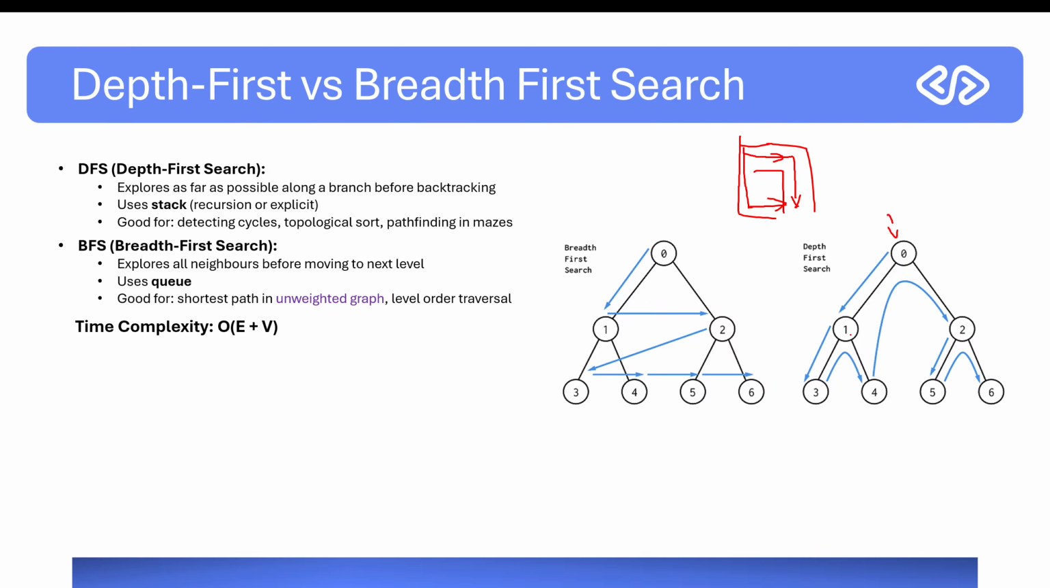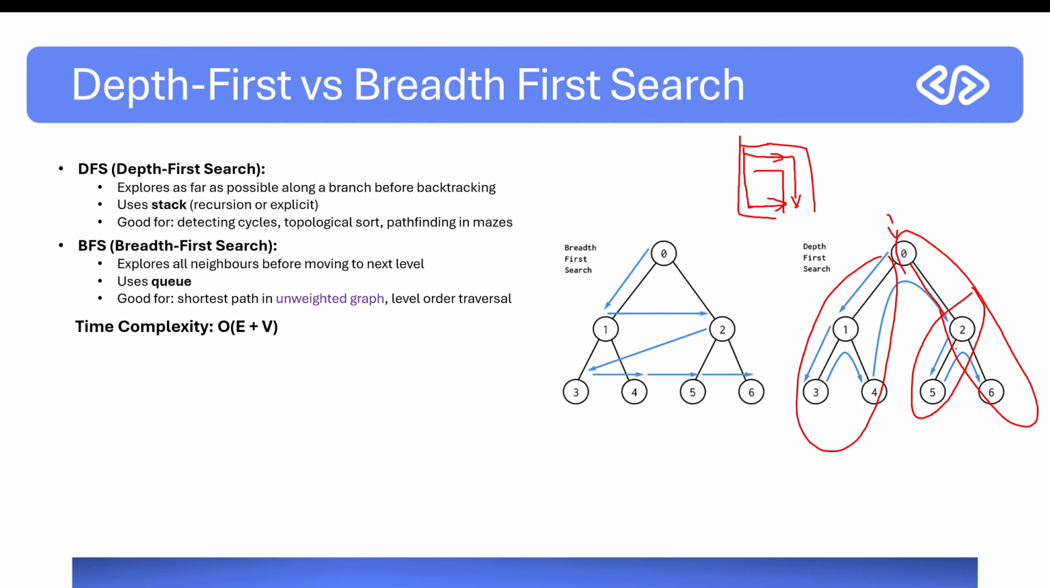Then we go back up to 1, and then we go back up to 0, and then we go the other way. So we explore all this first, and then we go all the way here. And then we do that. And then we go back up, and then we do that. So that's depth first search.